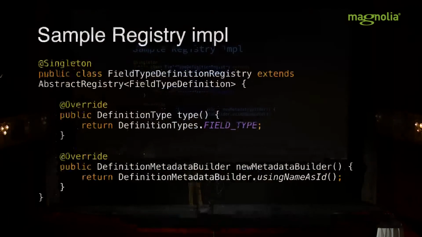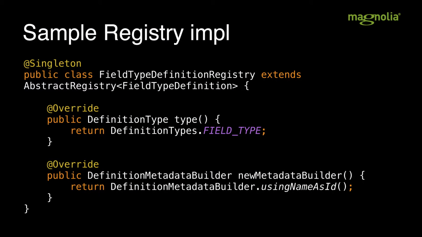So once you have chosen the strategy for your registry, here's a simple registry implementation. It extends the powerful abstract registry. And the only things that are left to specify are what definition type it is using and what strategy it is using. So is it using name as ID or module colon relative path as ID?